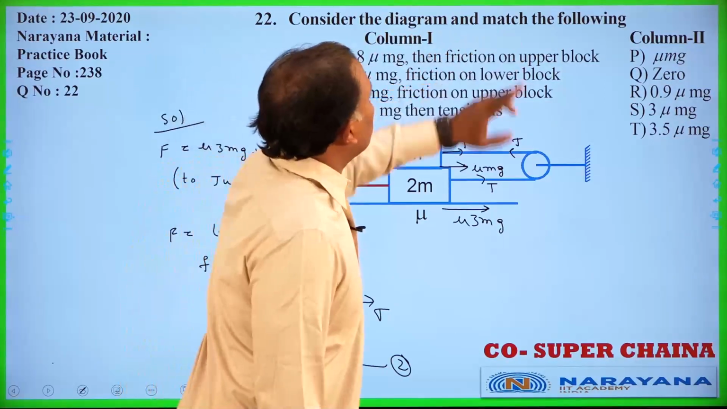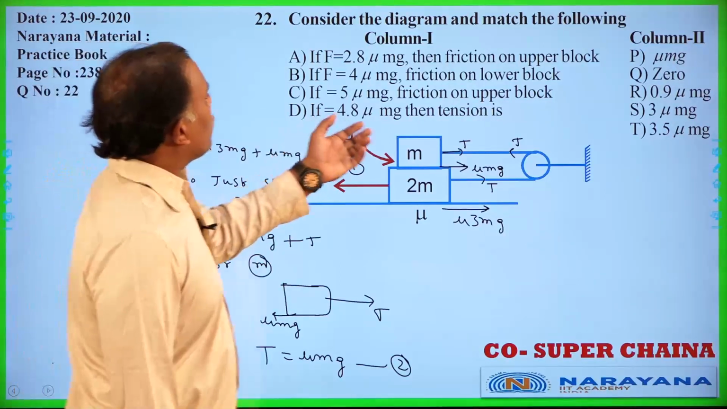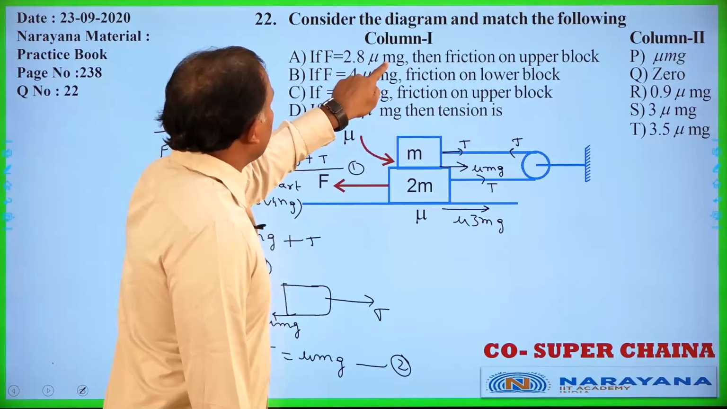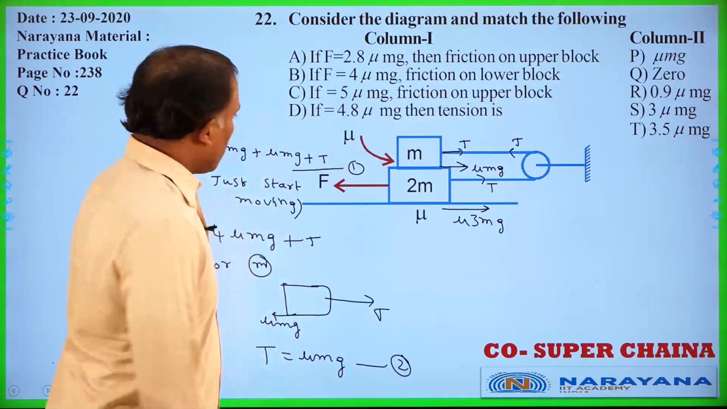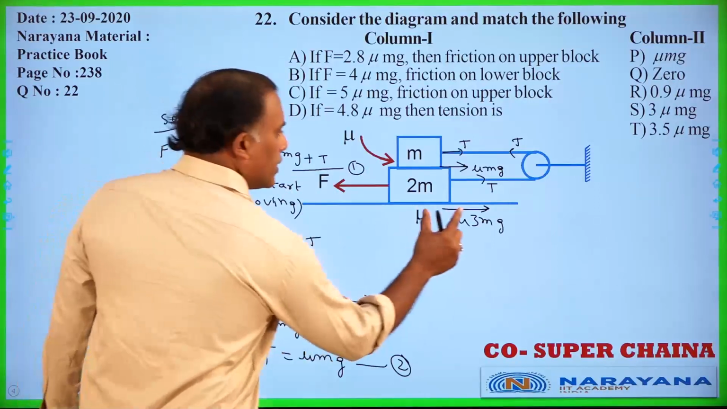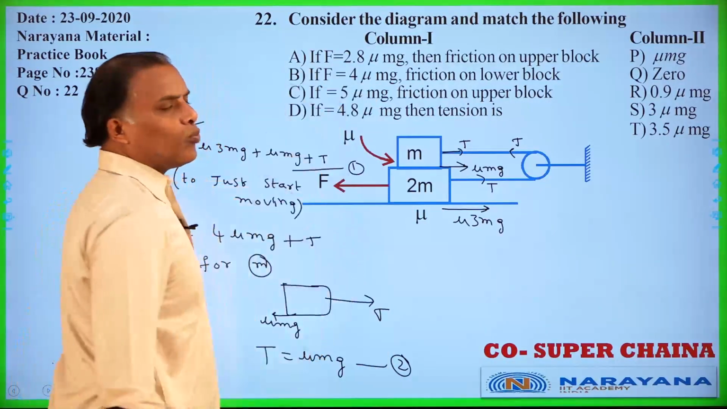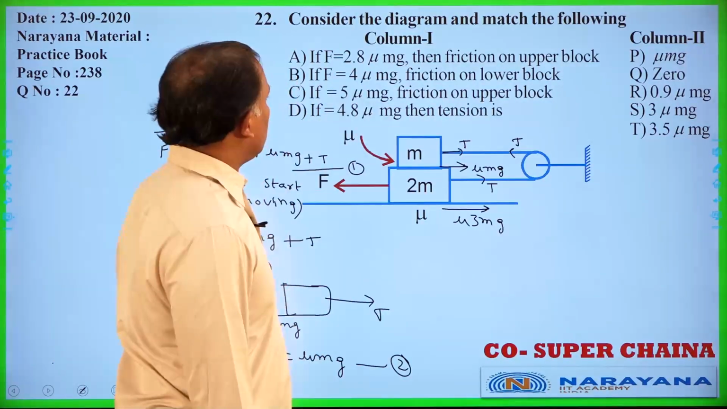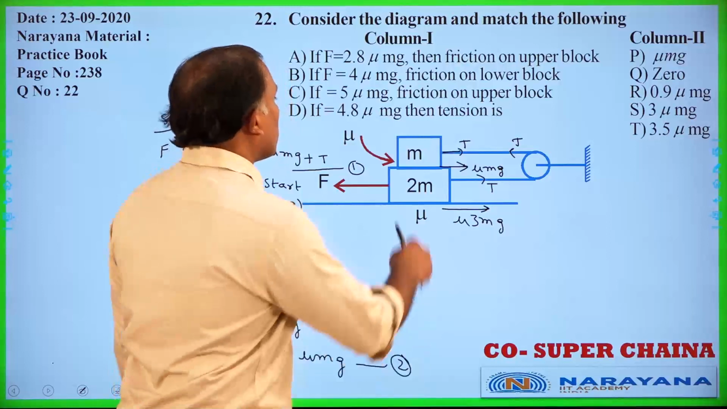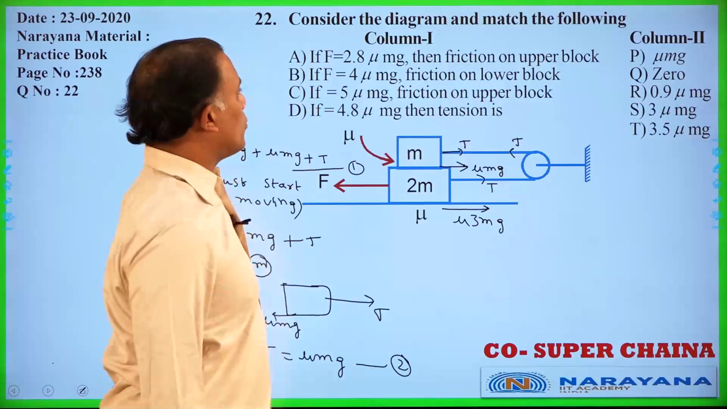Consider the diagram and match the following. So, what he is asking is, what are the frictional forces? F is equal to 2.8 mu mg applied, then the friction on the upper block is... If the applied force is very high, then here the friction is 3 mu mg. But applied is how much? 2.8 mu mg only. When you are applying 2.8 mu mg, the bottom block is not moving, which means the upper block won't move.